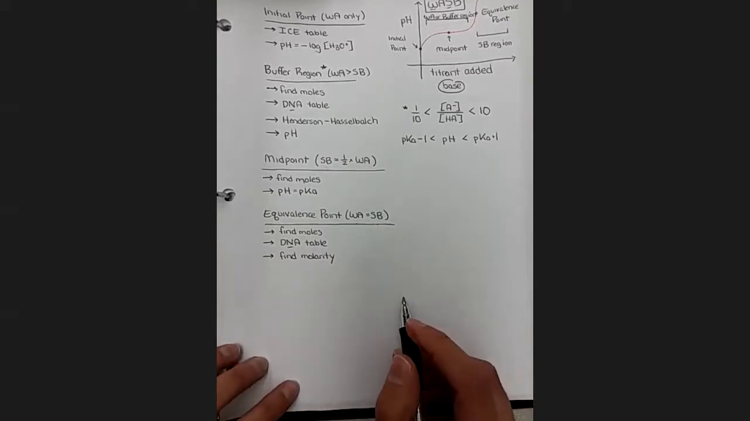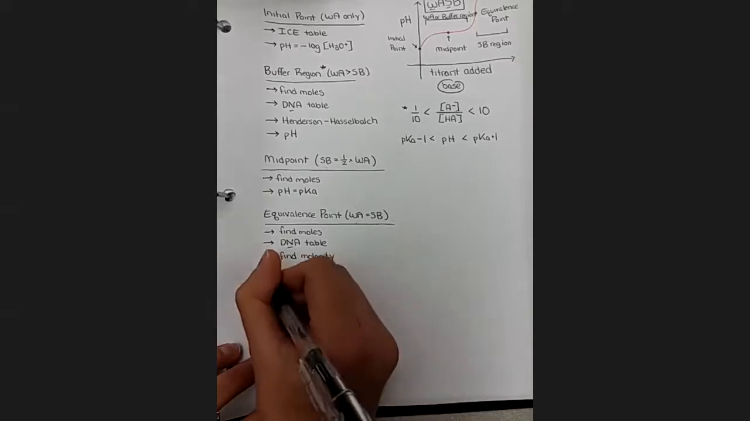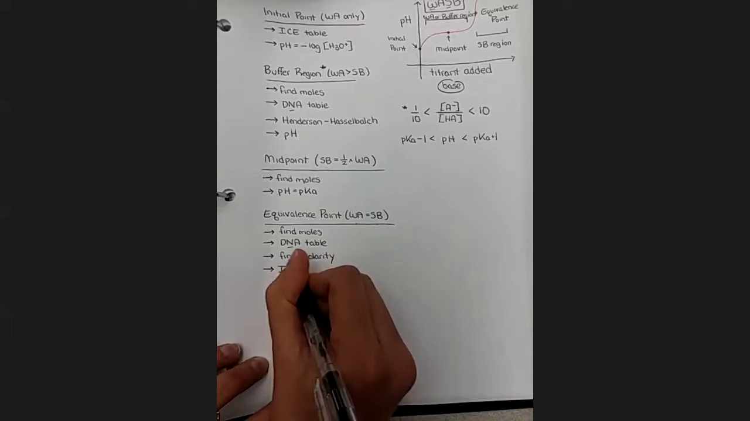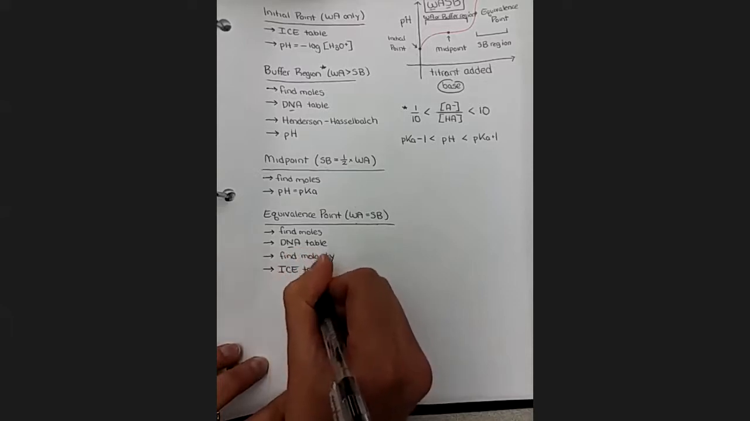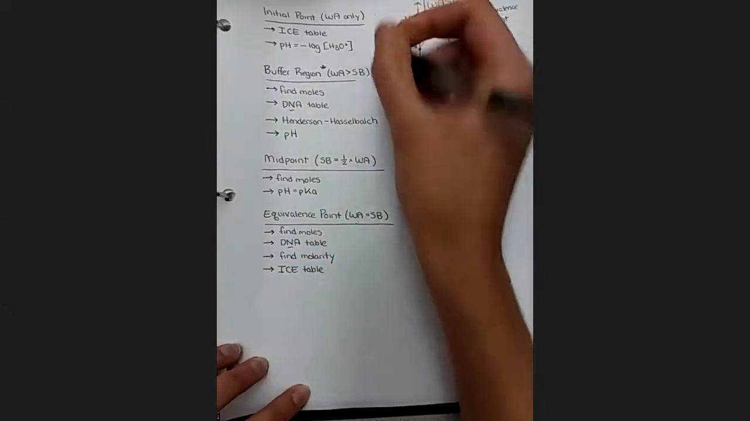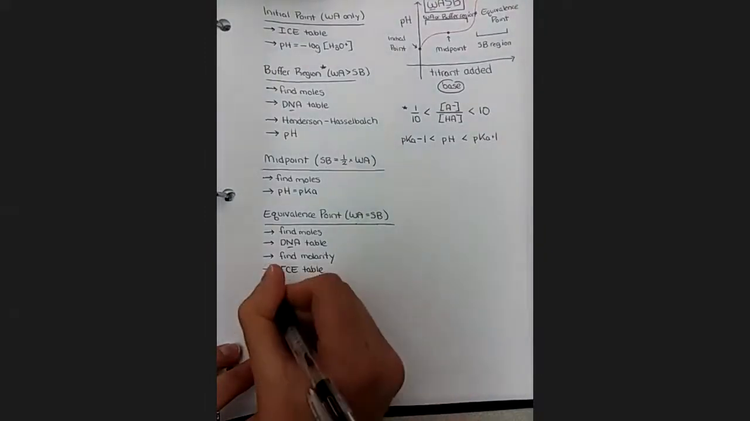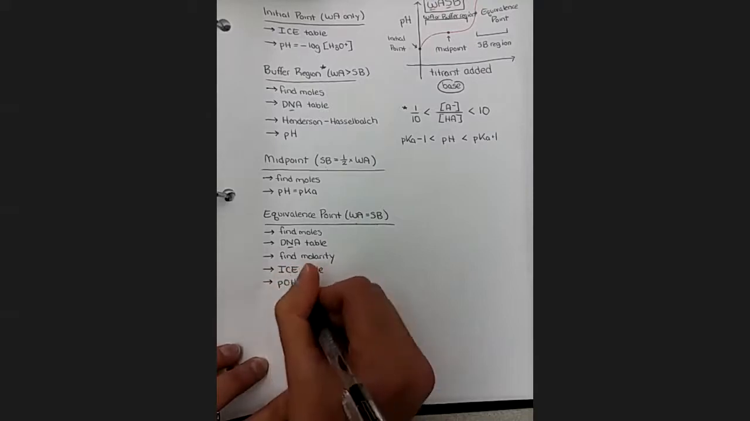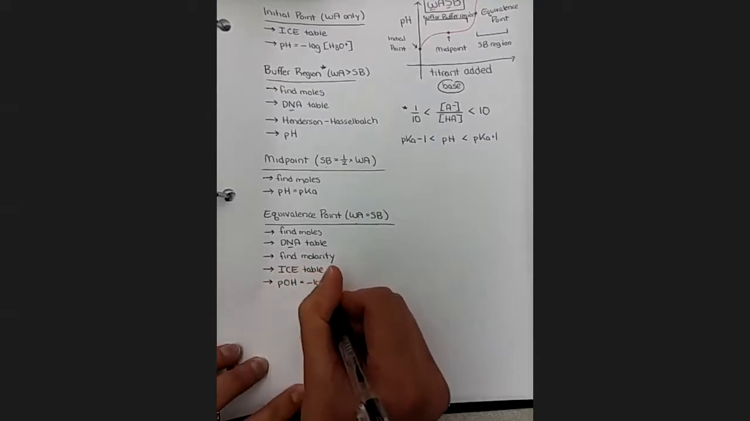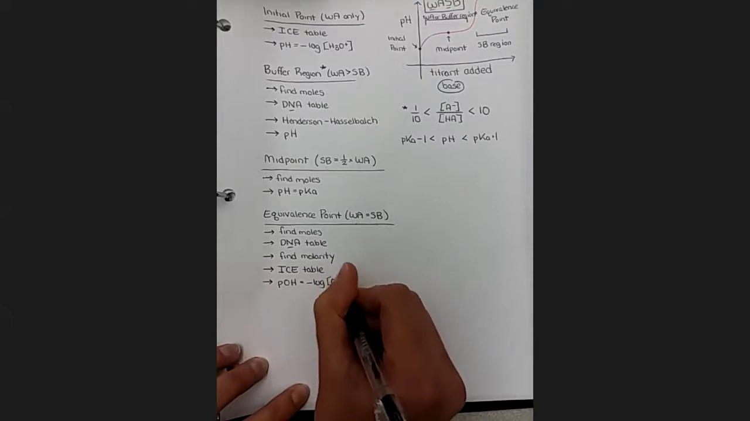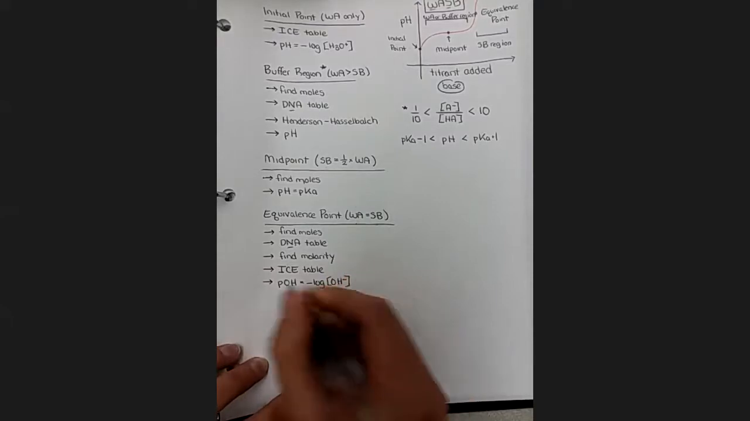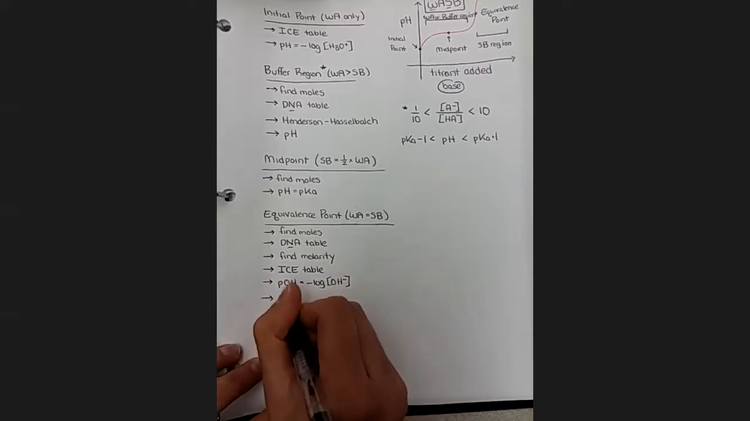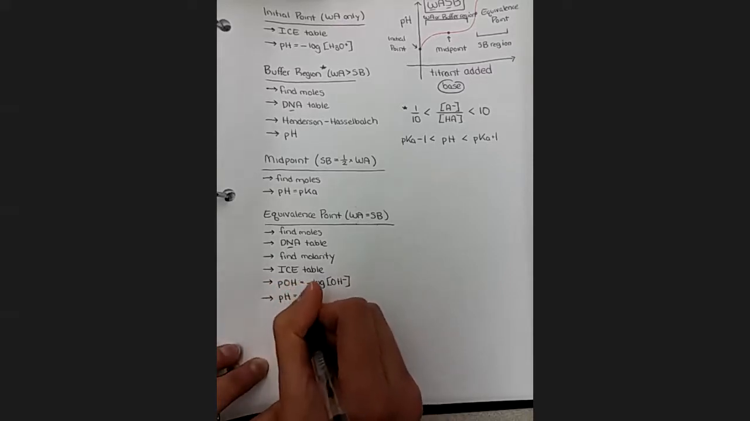And when we have the weak base, and we want to find the pH, we know we have to do an ice table. Just like we had to do here at the initial point. So we do our ice table, we find our concentration of hydroxide made by that weak base, use that number to find the pOH, and then we use the pOH to find the pH.